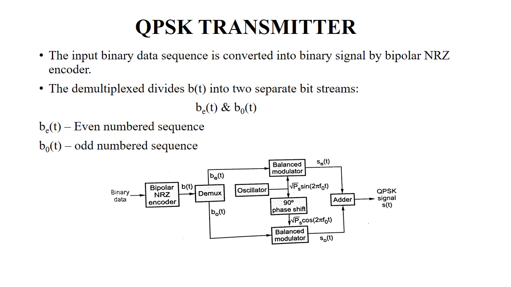In the OQPSK signal, any phase change will occur at a minimum duration of Tb. This is because the two signals s_e(t) and s_o(t) have an offset of Tb. This forms the phasor change in the QPSK signal, and it will be at most pi by 2.